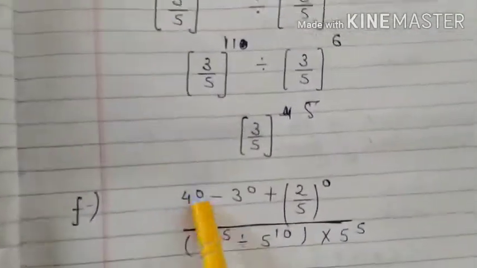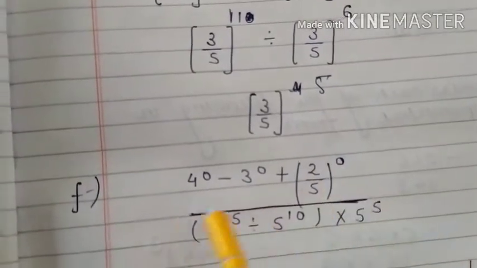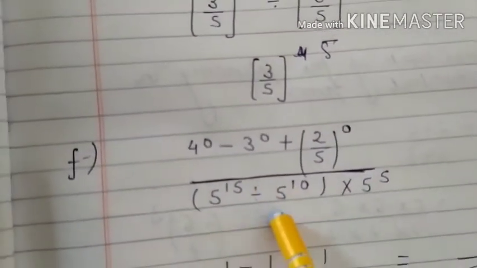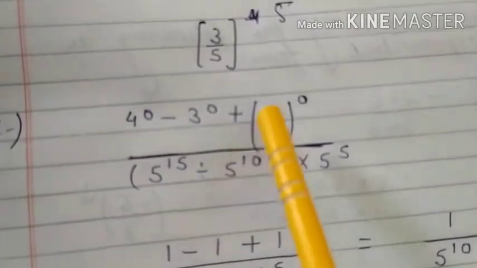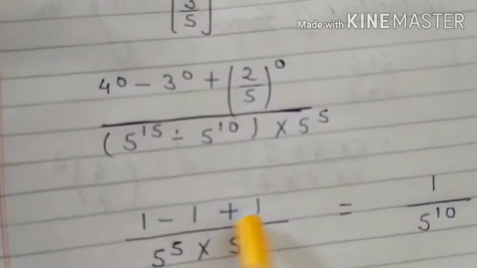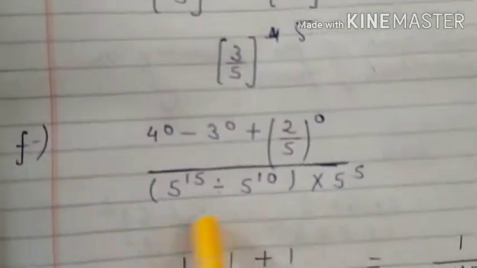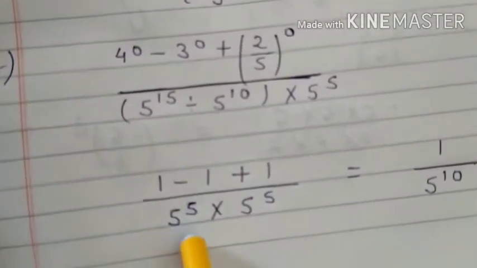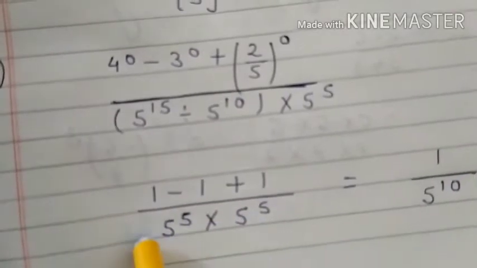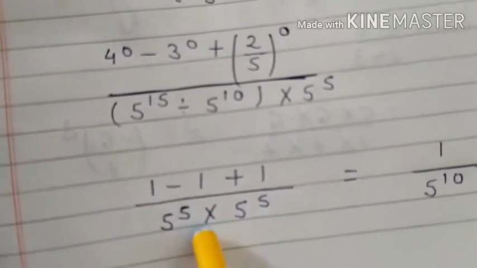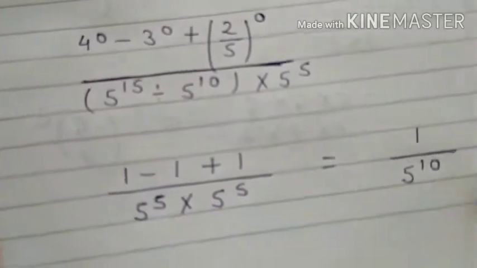Okay, now F part: 4^0 minus 3^0 plus (2 by 5)^0, divided by (5 by 15 divided by 5 by 10)^10 multiplied by 5^5. So 4^0 we get 1, 3^0 is 1, (2 by 5)^0 we get 1. So 1 minus 1 plus 1 divided by, here we have a divide sign, so the power will be subtracted. So 5^5 into 5^5. So 1 minus 1 plus 1 we get 1, and here we have the same base, and we have a multiply sign between these two bases, then the power will be added. So we get 5^10. So here we have 1 divided by 5^10.